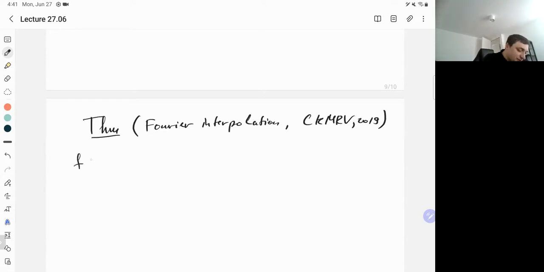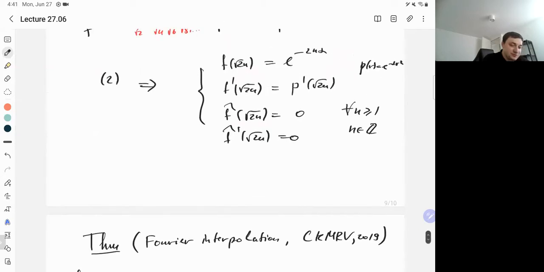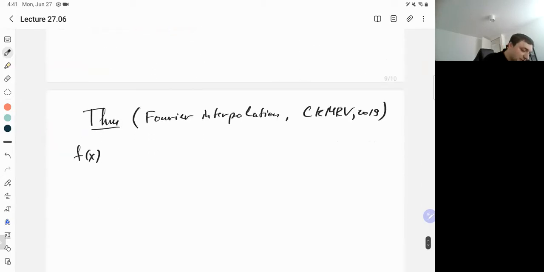And so basically there is a way to recover a function from just knowing these values, the values at square roots of even integers. So there is a formula, I'll write it this way.